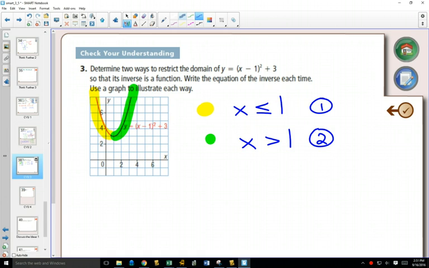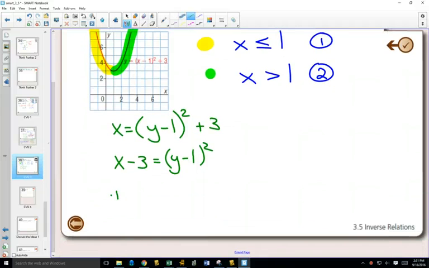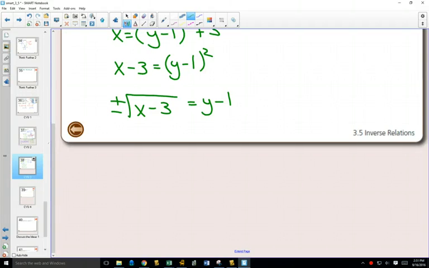So now we have to figure out, when we switch things around, which equation goes with which. Because when we find the equation of our inverse using our steps, we switch the x and y. So I would write x equals (y minus 1) squared plus 3. How do I get y by itself? Well, first I'm going to get the squared thing by itself, which will allow me to square root both sides. That's where I have my plus or minus. And finally, add 1 to both sides.